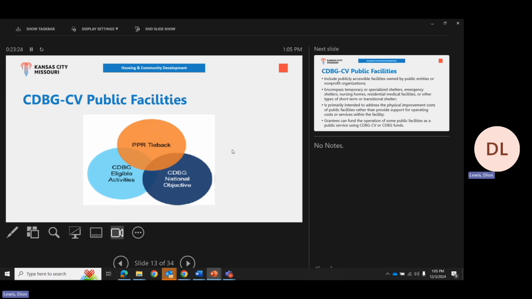CDBG COVID public facilities. Again, there has to be a tie, and there are specific requirements in regards to dealing with COVID. As far as the unsheltered or the unhoused side of the house, it's pretty much wide open for it, just because obviously the results of COVID can lead to unhoused situations for individuals. But for all other activity and eligibility, I would just say adhere to what that looks like and tie it back to COVID, because if it's not tied to COVID, they're not going to accept the project as delivered.